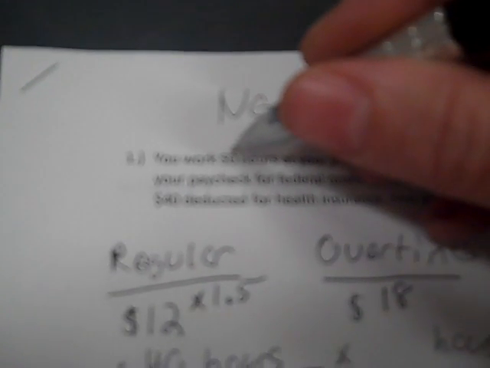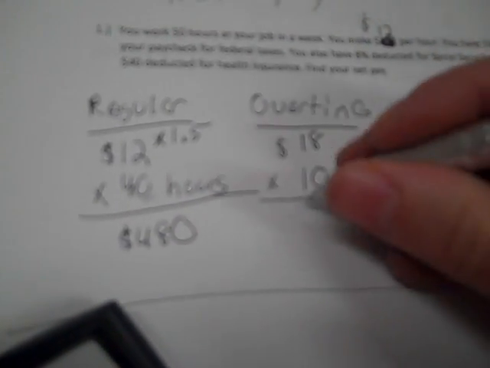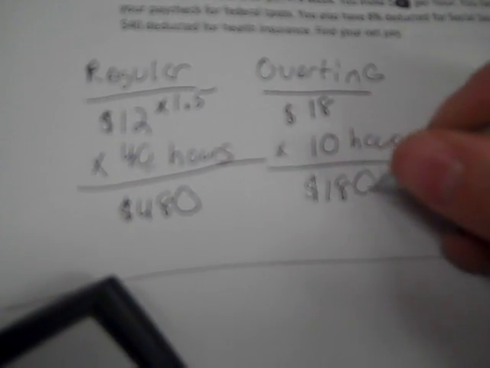To figure out the hours, well, we worked 50 hours, okay? So I take 50 minus 40. That's 10, so there were 10 hours of overtime. So 18 times 10 is 180. Now let's add these together. 480 plus 180 is 660. So I want to write that down here.